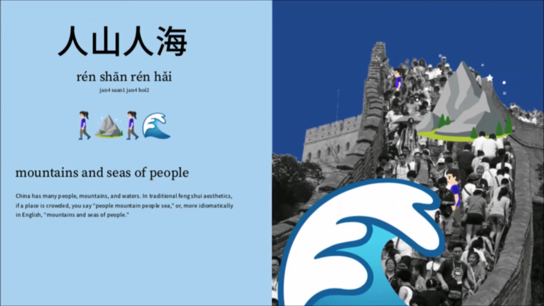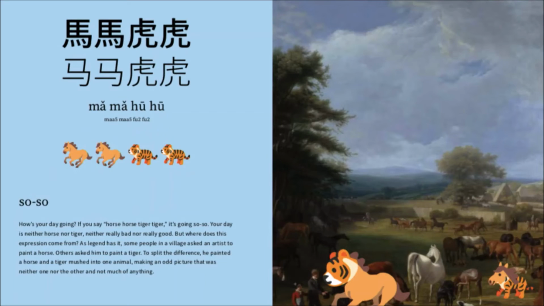We take a tour through Chinese idioms. This one is ren shan ren hai, which means a sea of humans, and you can luckily convey it in emoji should you want to. And then there is randomness, mama hu hu, which is horse, horse, tiger, tiger, for whatever reason.